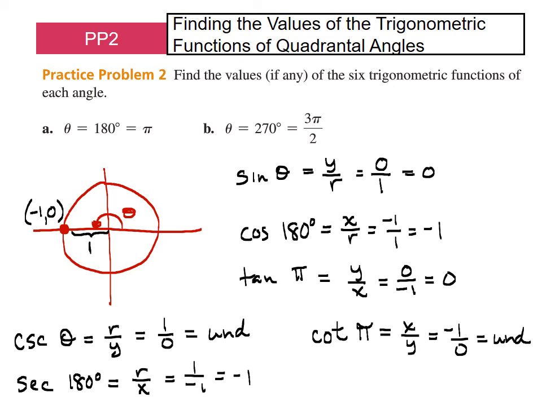Cosecant theta, r over y. Ooh, this is no fun. r over y is going to be 1 over 0. So sometimes we could actually have undefined terms. Sometimes there are no values for them.